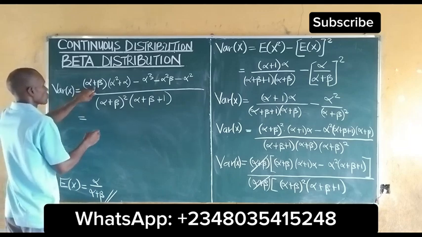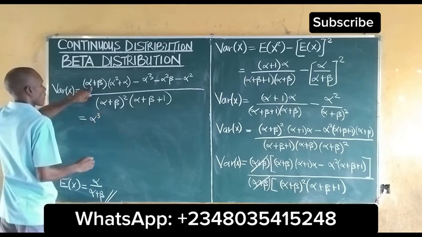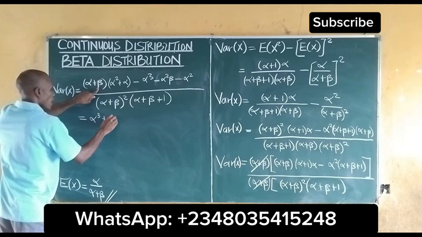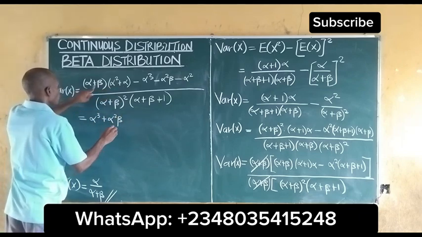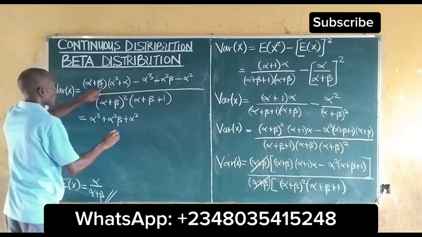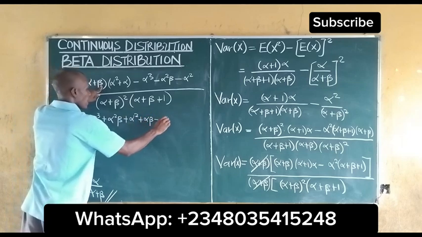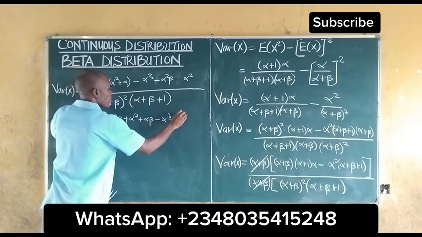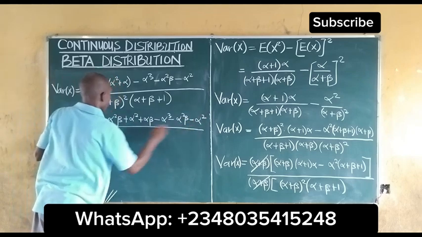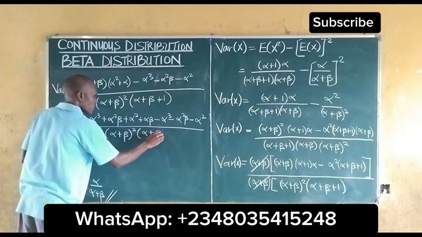This is equal to, we can multiply this to give us alpha cubed, this multiplied by this, plus alpha squared beta, this multiplied by this to give us plus alpha squared, this multiplied by this to give us alpha beta, minus alpha cubed minus alpha squared beta minus alpha squared, all over alpha plus beta squared into alpha plus beta plus 1.